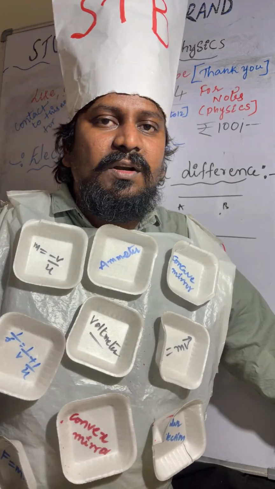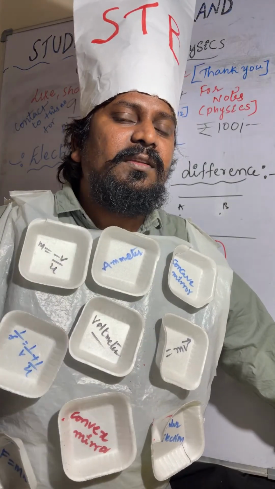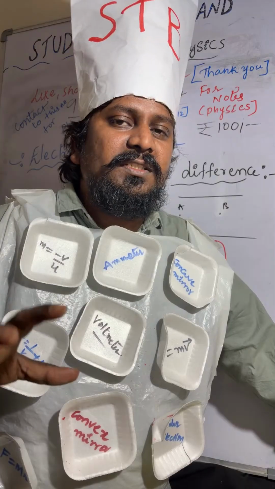1 volt is equal to 1 joule of work done to bring 1 coulomb of charge from one point to another point. That is called potential difference.